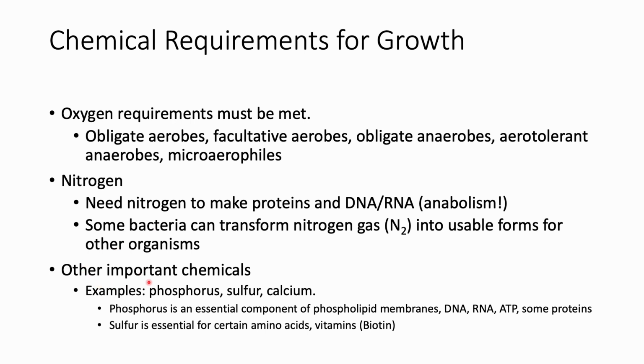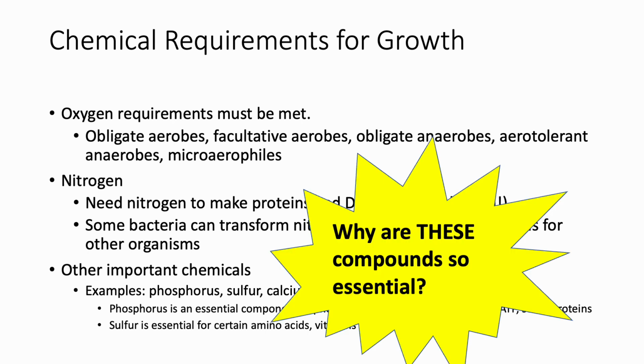And now here's some other important chemicals. We have phosphorus, sulfur, calcium. Phosphorus is essential for the phospholipid membranes, like the phospholipid bilayer. It's also an important part of DNA, RNA, adenosine triphosphate, ATP, other types of proteins. Sulfur is important for certain types of amino acids, for certain types of vitamins. But you should be wondering, why are these compounds so essential?